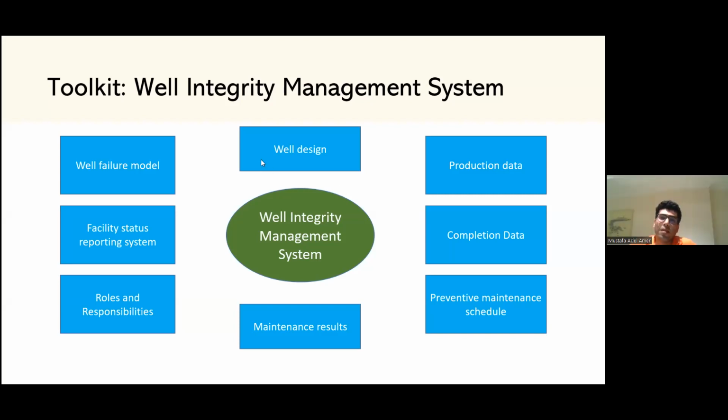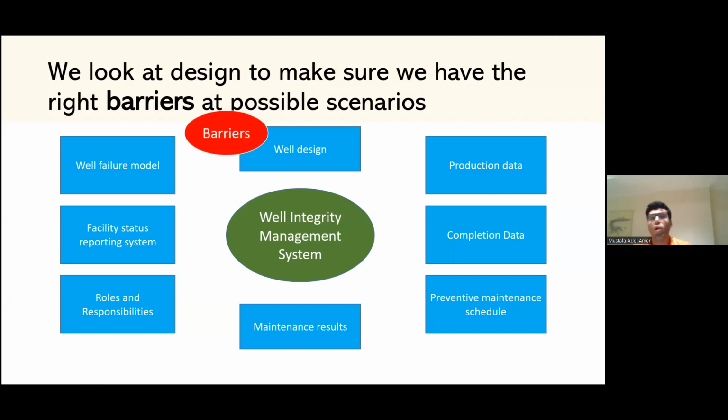Okay, so a well integrity management system gathers the understanding of well design, production data, completion data, preventive maintenance, maintenance results, facility status reporting, roles and responsibilities, who should do what and when, and the well failure model. For well design, we need to make sure that we have barriers, and we will get through the definition of barriers, why we need them, what barrier policies should be in place, and how we deal with it.